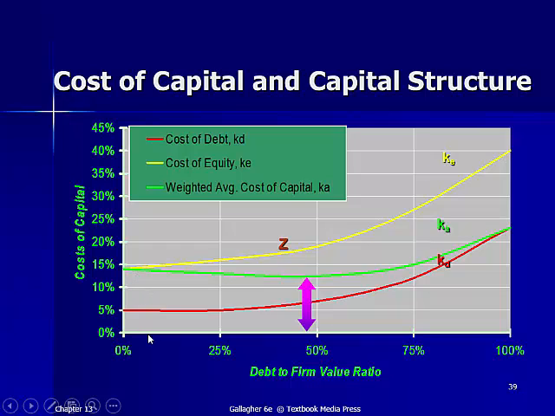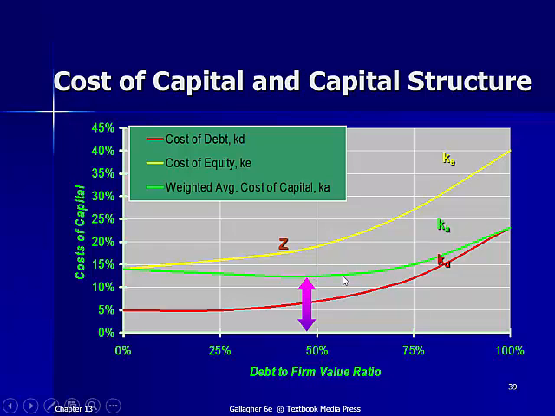And so we can move a little bit more to the right and see that the green curve, the weighted average cost of capital, K subscript A, goes down again. It goes down again out to here, and again, until we get out here to this double-headed red arrow, where the weighted average cost of capital, the green curve, is minimized.